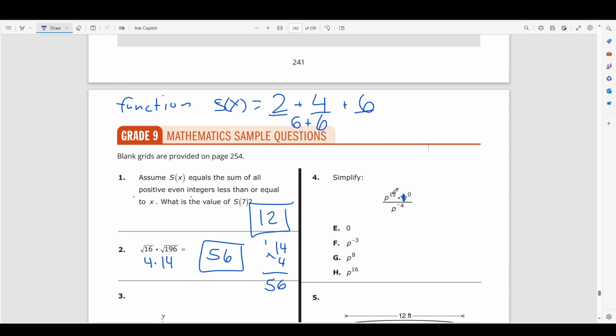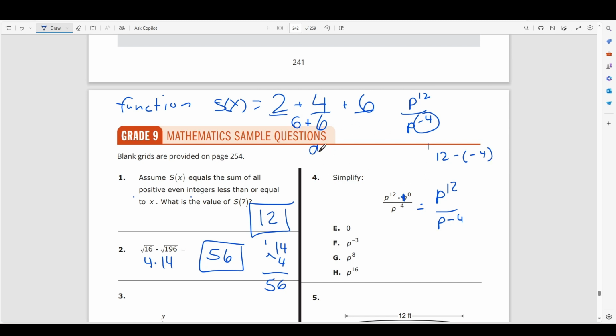And p to the power of 12 times 1 is going to be p to the power of 12. So I can really rewrite this as p to the power of 12 divided by p to the power of negative 4. Now, whenever I have two exponents that are being divided by one another, the rule is that I subtract them from one another. So in this case, p to the 12 divided by p to the negative 4, all I have to do is subtract whatever's on the bottom from whatever's on the top. So here I do 12 minus negative 4. That's all you have to do.